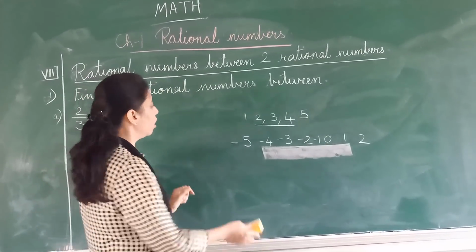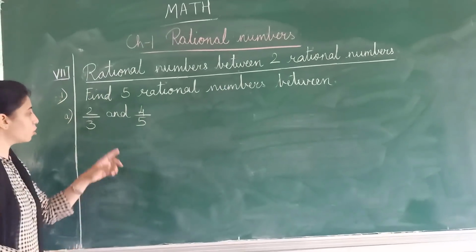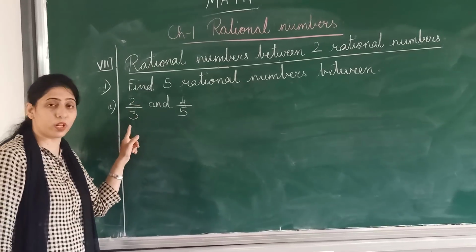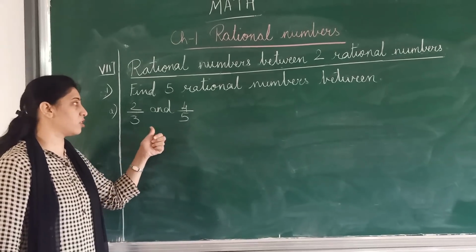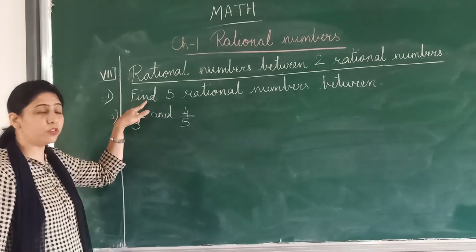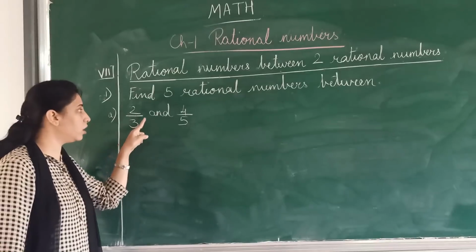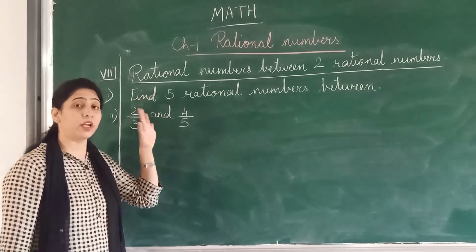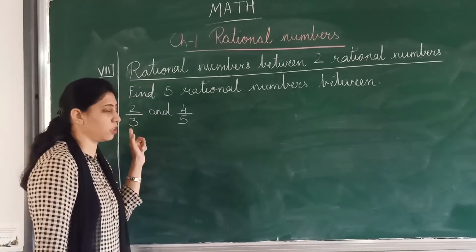Now, we are going to list the rational numbers between two rational numbers. Here one sum is given: two rational numbers are given, 2 upon 3 is one rational number and the other one is 4 upon 5. We have to list rational numbers between these two. What is the question? You have to find 5 rational numbers between 2 upon 3 and 4 upon 5.